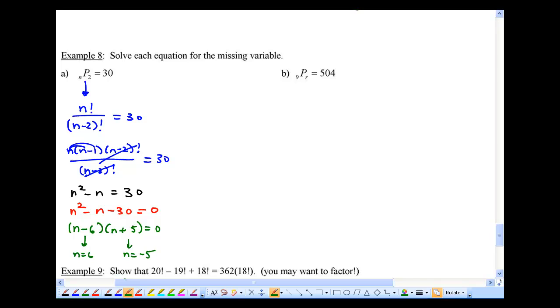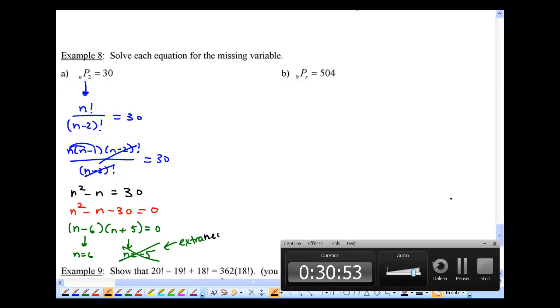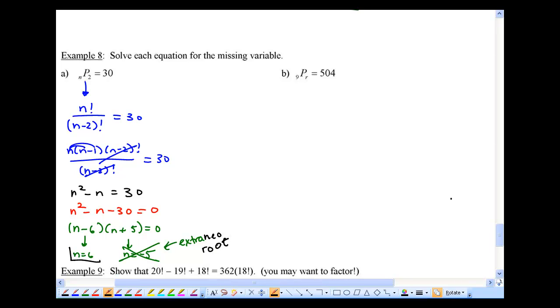Leave your answer like this and I'd be like, because guess what? n has to be a natural number. Say goodbye to negative 5. This is what we call an extraneous root. In this case, of course, it's just n equals 6. Okay? And you can try that out on your calculator. 6P2, that's 30.